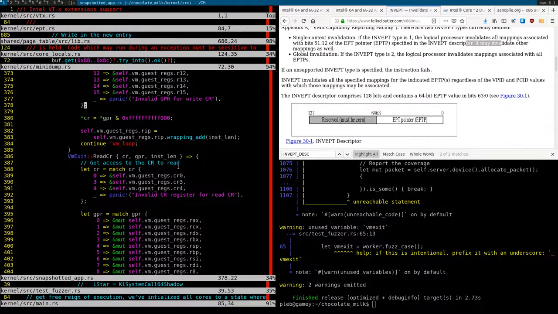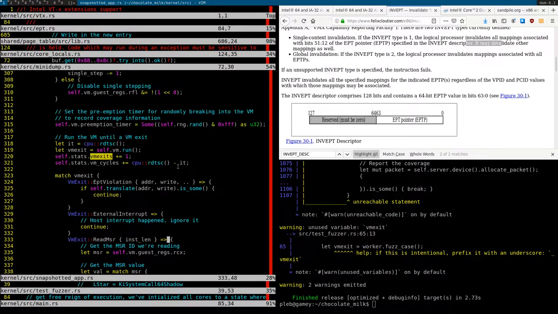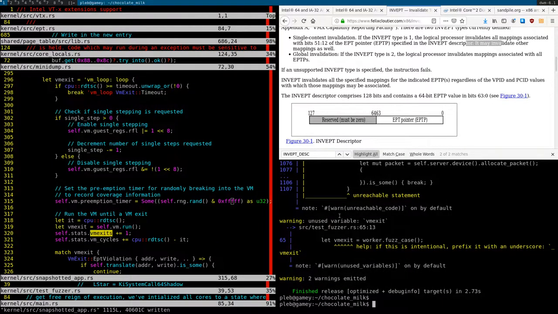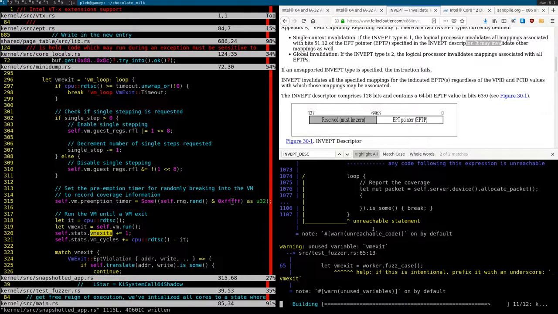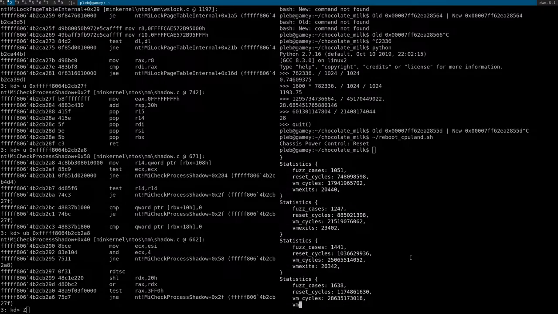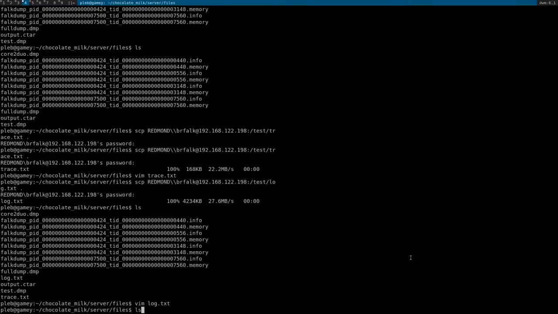Wow. Well, I guess we're doing this preemption timer stuff. We'll set that to a much larger number and see if that drops it down quite a bit. It probably should. Oh, yeah. Now VM exits is tiny.